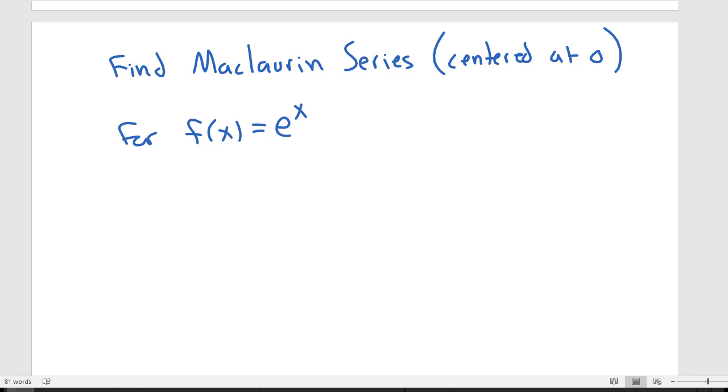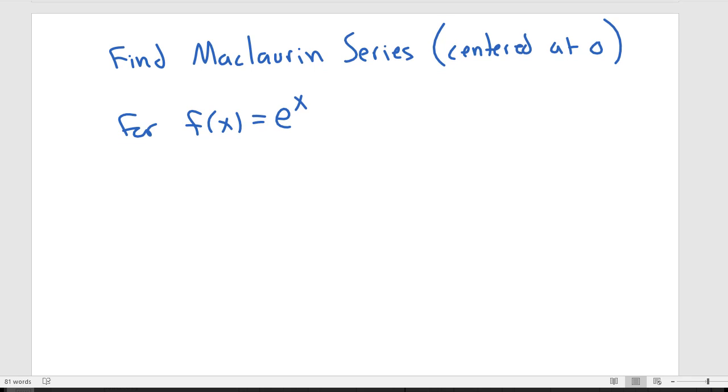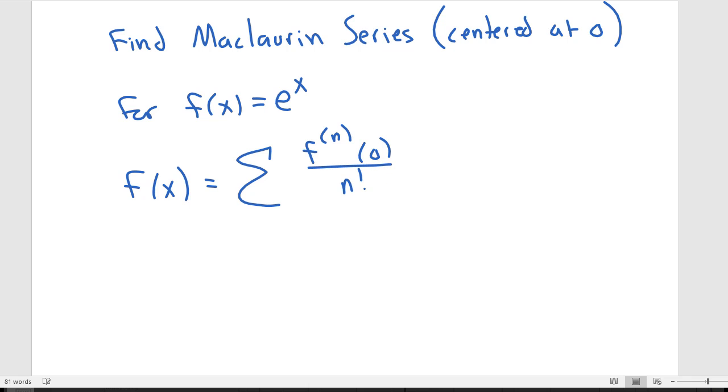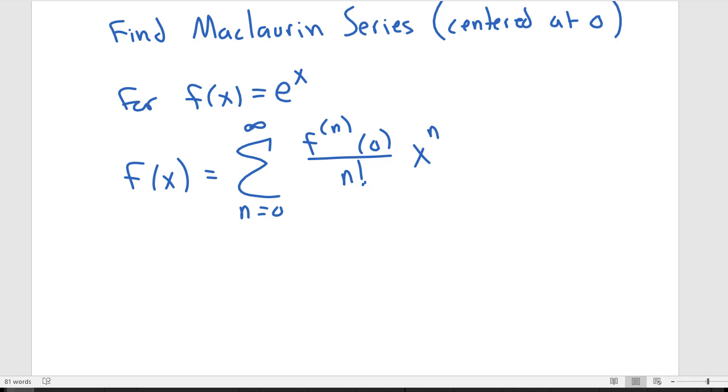So let's come back and find the series for e to the x, and we're going to use the definition. Let me remind ourselves of the definition. The definition of the Maclaurin series is the sum of the nth derivative of the function evaluated at the center, over n factorial, times x minus 0 to the n, with n going from 0 to infinity. So we're creating these coefficients. That's what we want to generate.